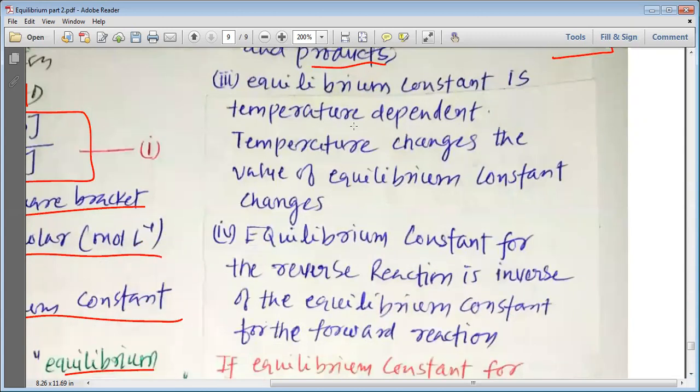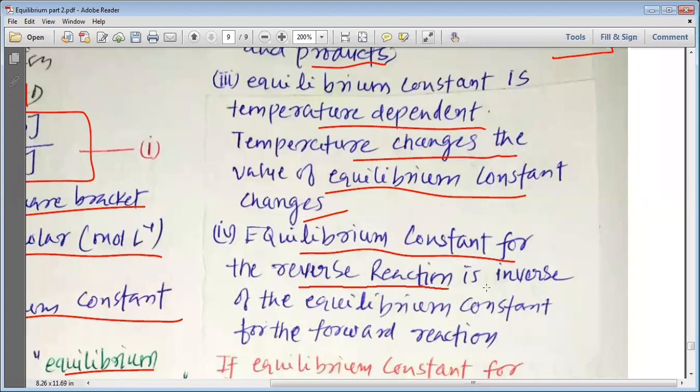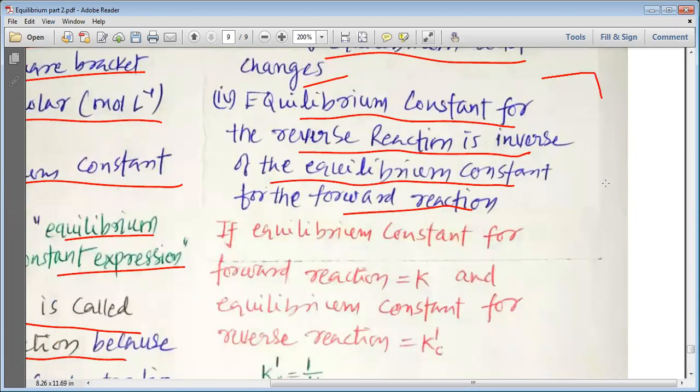Equilibrium constant is temperature dependent. If the temperature changes, the value of equilibrium constant changes. So my dear students, if you change the temperature, the value of equilibrium constant changes, but if you keep the temperature constant, then the value of equilibrium constant remains constant at a given temperature. Next, the equilibrium constant for the reverse reaction is the inverse of the equilibrium constant for the forward reaction. Please keep this point in your mind, because I'm going to explain it with an example.